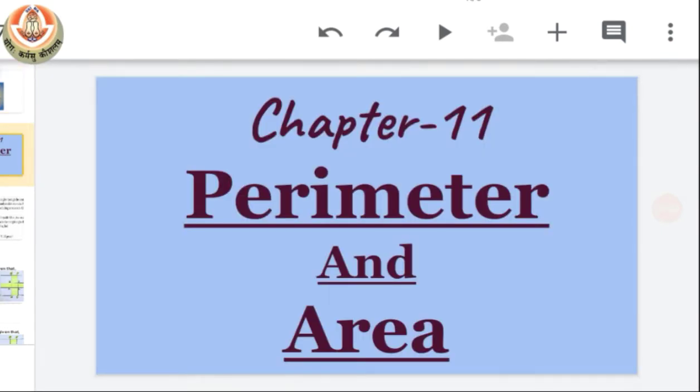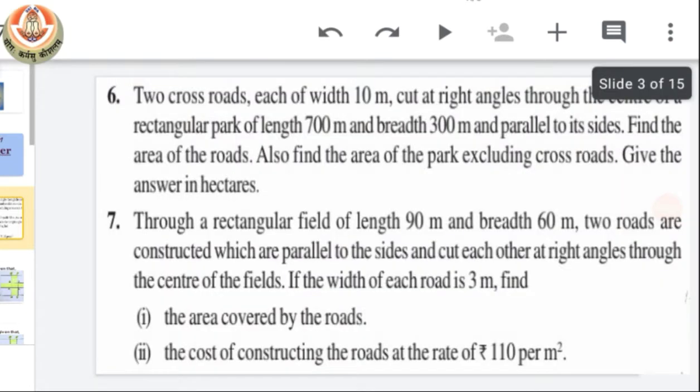So class, as we were in our chapter number 11, perimeter and area. And in this chapter, we were doing our last exercise, that is 11.4. Now, today we will start from question number 6.